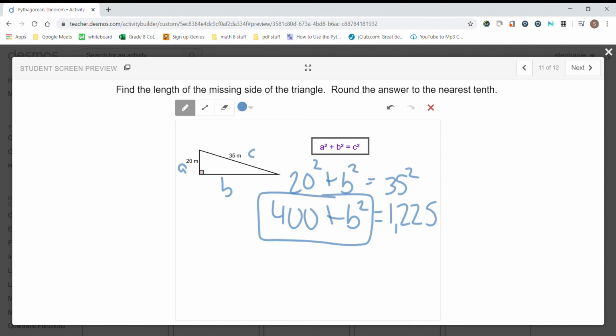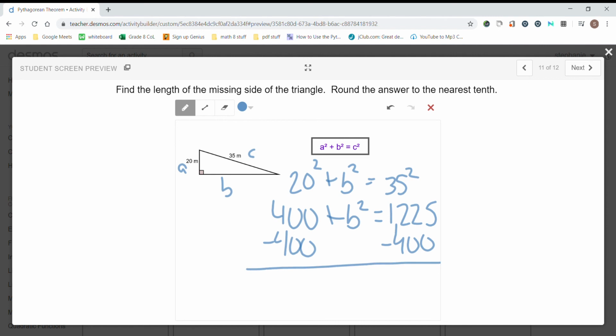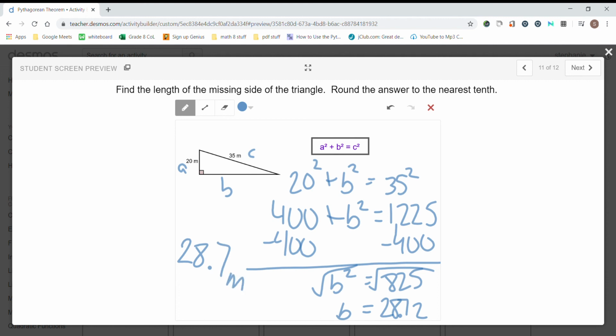No, I can't. There's a variable. So that means I have to subtract. So 1,225 minus 400 gives me 825. I take the square root. B is equal to 28.72. So remember, I look at the 7, I look next door to the 2. The 2 tells me to let it go. So I'm going to have 28.7 meters. That will be my final answer for B.